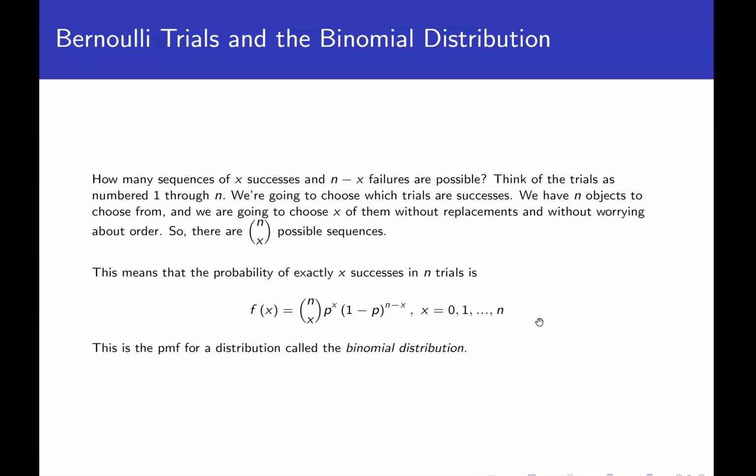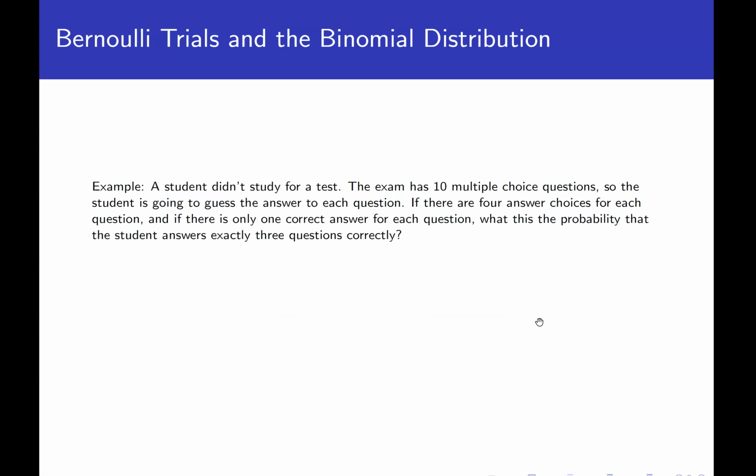We refer to this PMF as the PMF for a distribution called a binomial distribution. The binomial distribution comes up a lot in probability, so this is one that you're going to be intimately familiar with by the end of the semester. So let's put it in action, and we're going to save some of the more interesting properties of the binomial distribution for class and do more examples. But let's just do a single example here to put it in action.